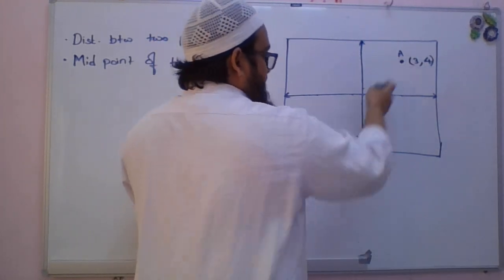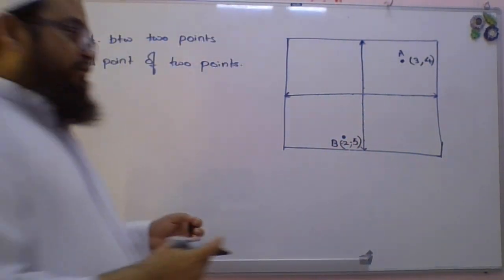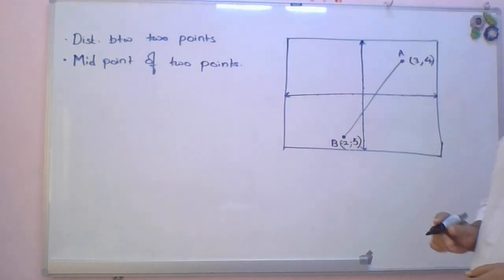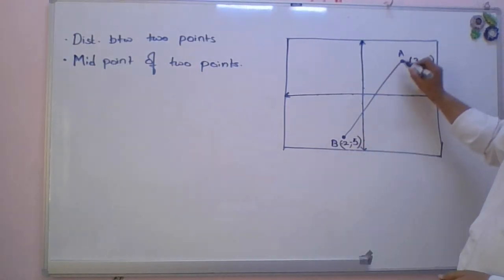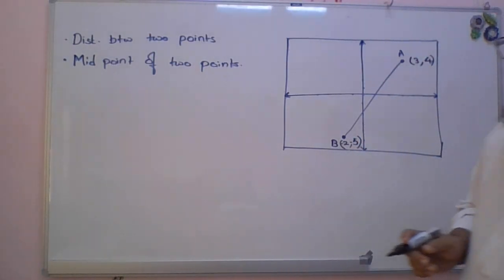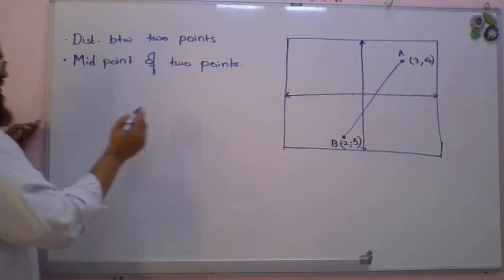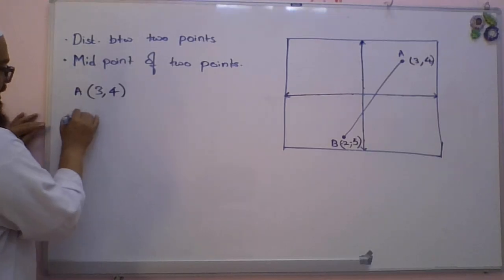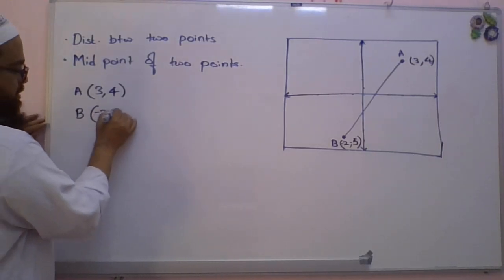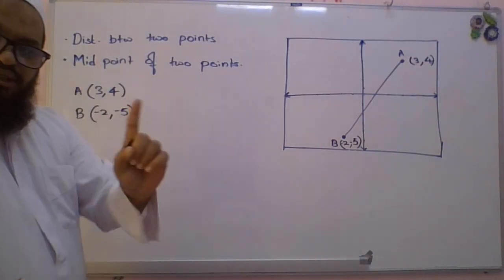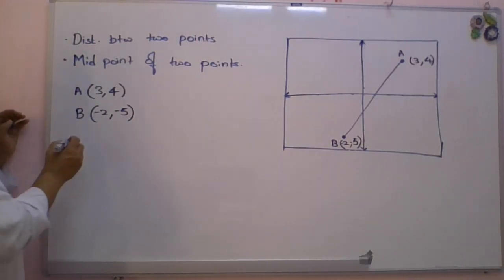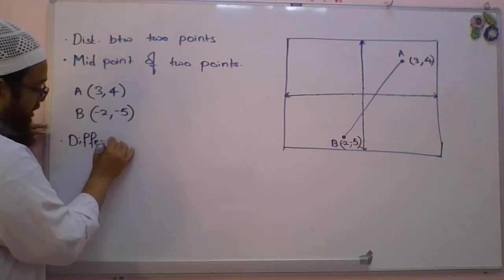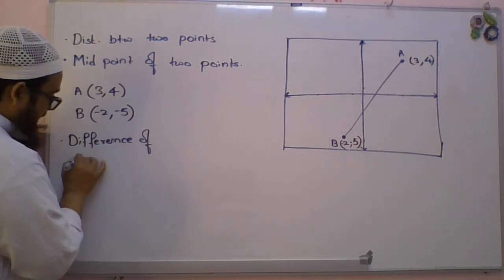Now I have to find the distance between A and B. That means if I join this line, what will be the length? Do you understand what distance is? If I join them, I have to check the length of the line. So how to find it? It's very simple, sir. Take 2 points first. A is 3, 4, and B is minus 2, minus 5. What is the first step? The first step is to find the difference of x coordinates.